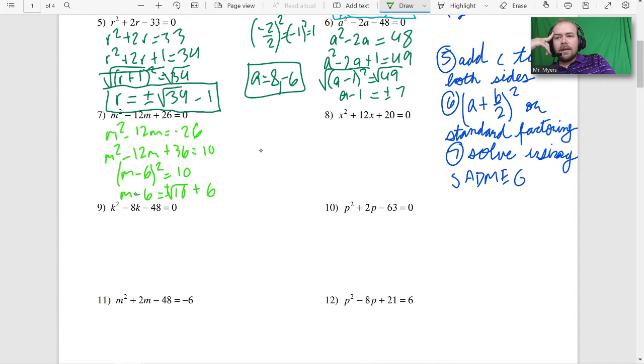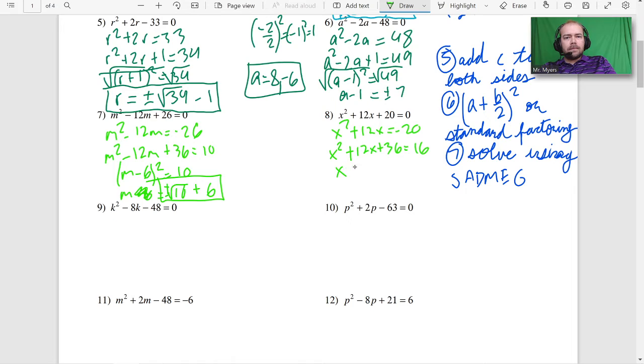And then add 6 to both sides. You have plus or minus the square root of 10 plus 6. Okay, so here we've got 6 squared, 36, so we'd add 36 again. 36 from negative 20 would be 16. Square root, square root. Square root of 16 is 4. And we have plus or minus 4. And that's a plus 6, so I'm going to have to subtract 6 from both sides.